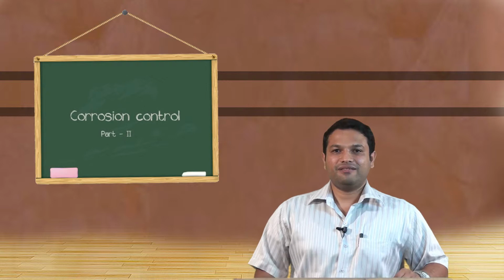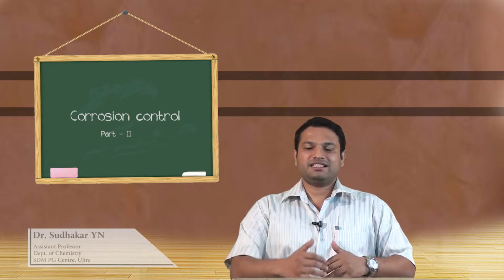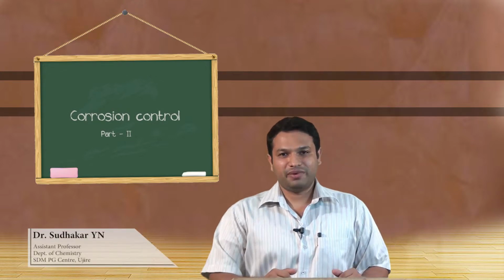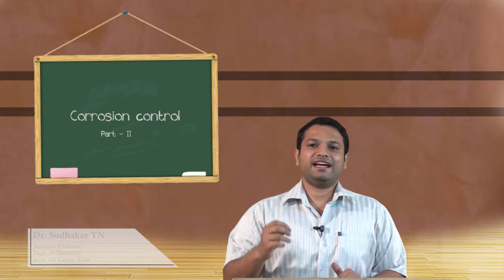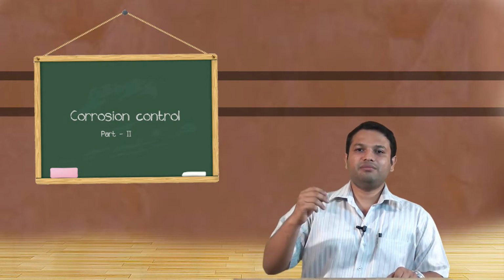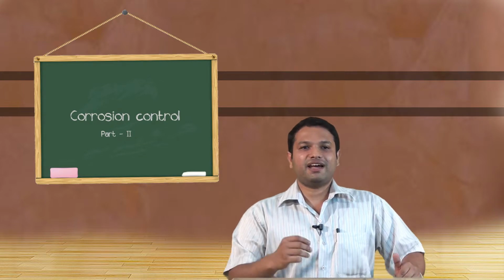Hello students, welcome back. As we discussed in the last class, there are two types of metal coating, anodic metal coating and cathodic metal coating. So we started with anodic metal coating. What is anodic metal coating?